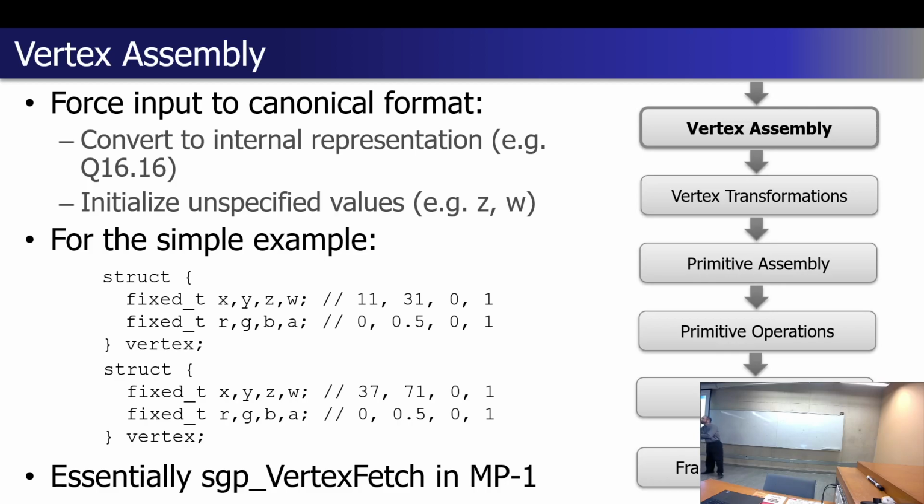The first thing that's going to happen is the so-called vertex assembly stage. This is different than primitive assembly. We're going to talk about that as well. Vertex assembly is an attempt to take these inputs that could be provided in a whole bunch of different formats with differing amounts of information associated with them.